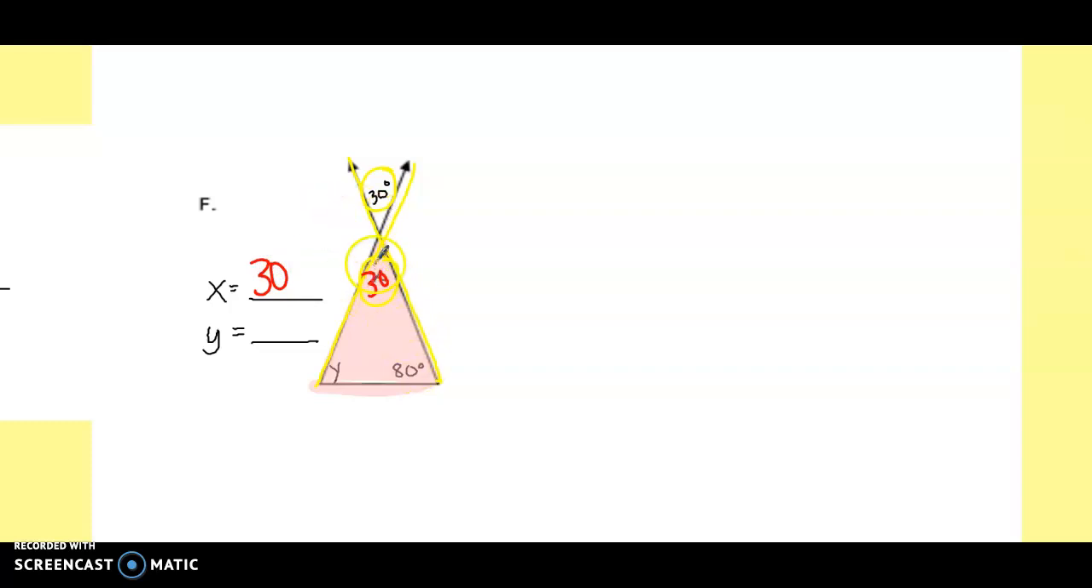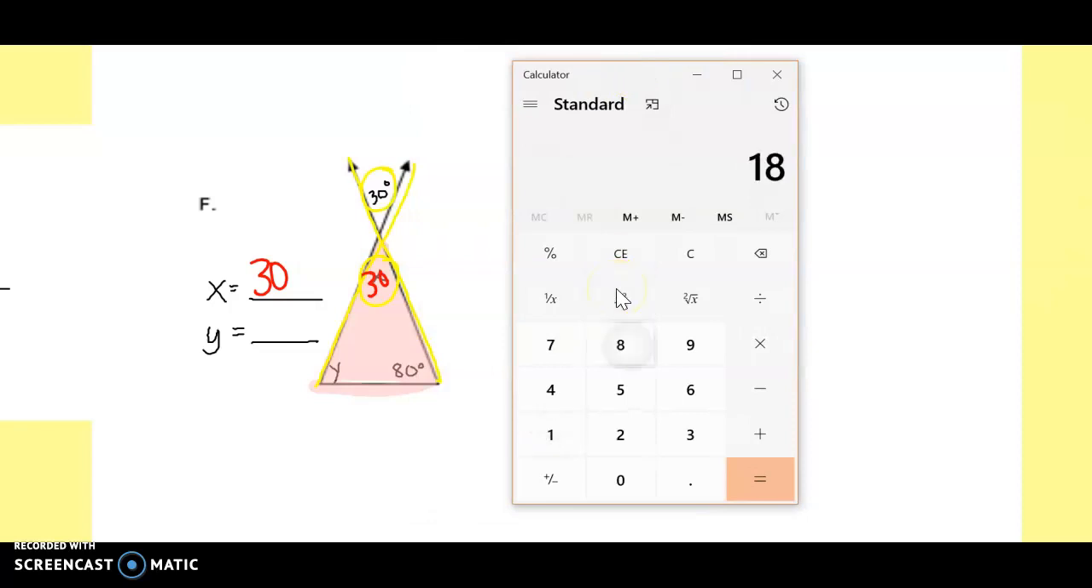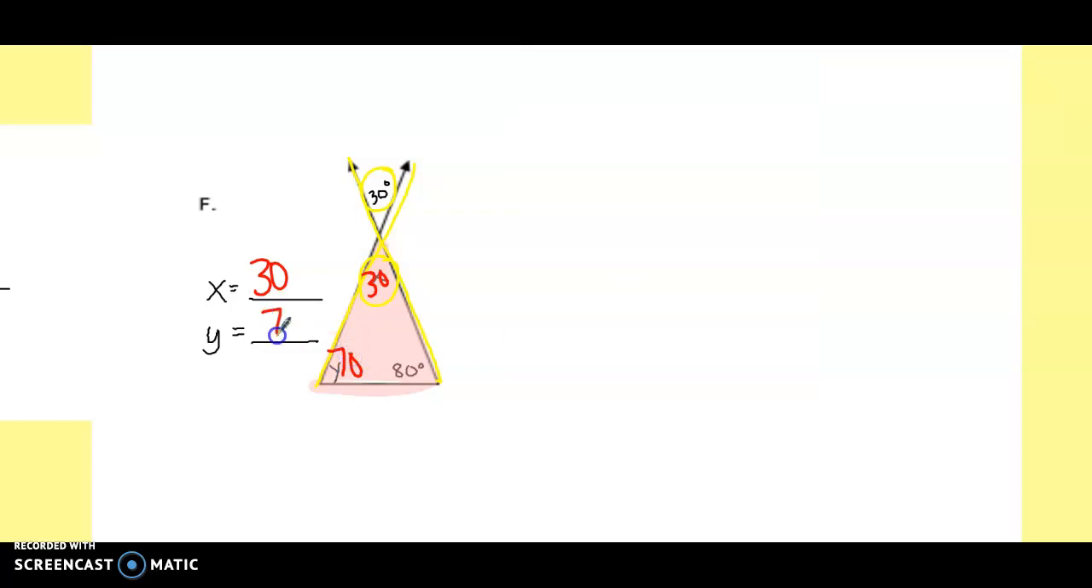Once we know that, we've got 2 of the 3 measurements, so we could go ahead and grab our calculator here. Take 180, that's our measurement of all 3 put together. We're going to take away 30, take away 80, and we end up with 100 degrees. Oh, sorry, actually, subtract another 30 there. So we end up with 70 degrees. That would be my y value. So again, 30 plus 70 plus 80 does indeed give you 180.